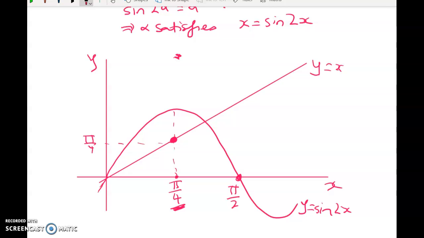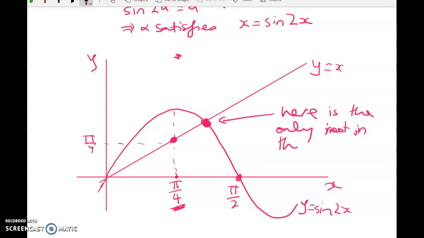I don't have to do that. But what I'm going to do is put a big blob saying here is the only intersection or root in the interval 0 to pi on 2. Okay, so obviously there's another one back here, but that's not what we were asked about. So there you go, that's the second part of that question.